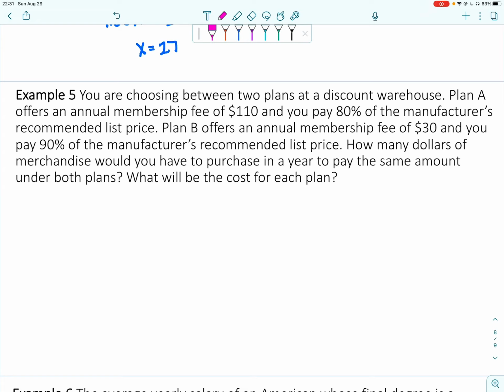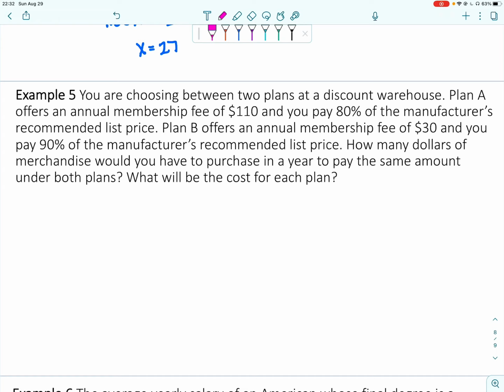So you have how much you're going to pay up front, and then the difference is basically how much of a discount you are getting. With Plan A, you're essentially getting a 20% discount. You're only paying 80% of whatever the price is listed on the merchandise. With Plan B, you're paying a lot less up front, but you pay more overall on the list price of all of the merchandise.